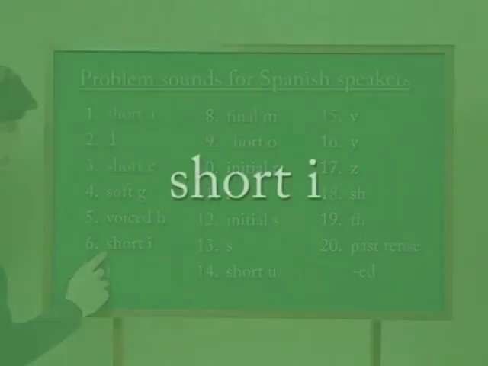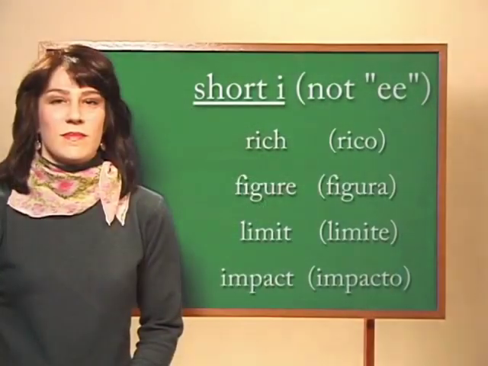The short I sound. The short I sound is made by opening the mouth medium wide. The teeth are slightly apart, with more of the bottom than the top front teeth shown. The tongue touches all of the bottom teeth.